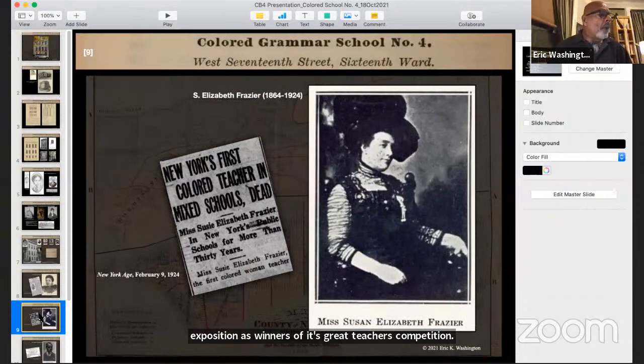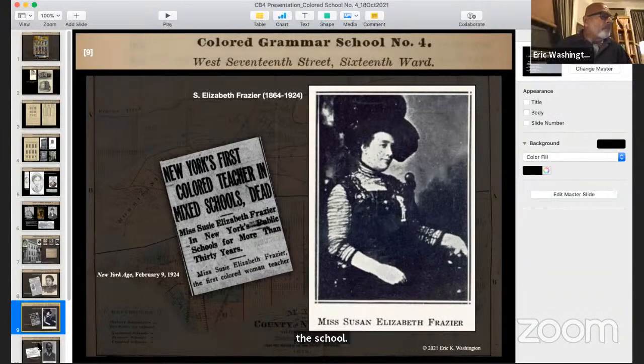Susan Elizabeth Frazier, who was New York City's first Black teacher assigned to a mixed school. Also unseen, William Appo and Richard Richardson, 2 of the most influential African-American music educators in the latter half of the 19th century, worked at this school.